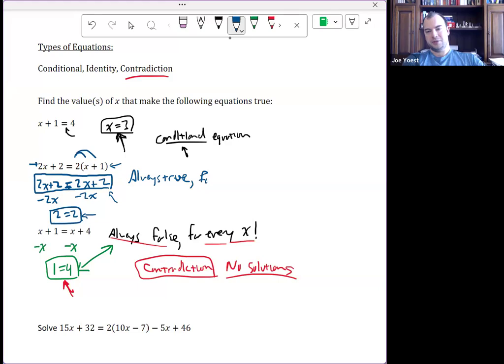This is always true for every x. These types of statements that are always true, we call identities. It's essentially just saying that one side is really just a rephrasing of the other side, that we basically said the same thing twice.